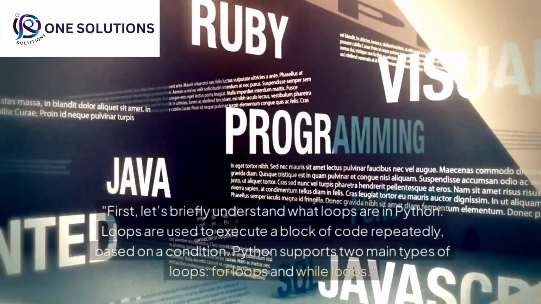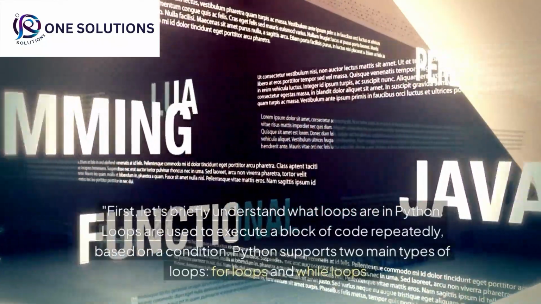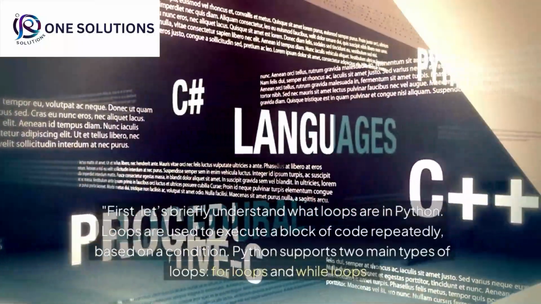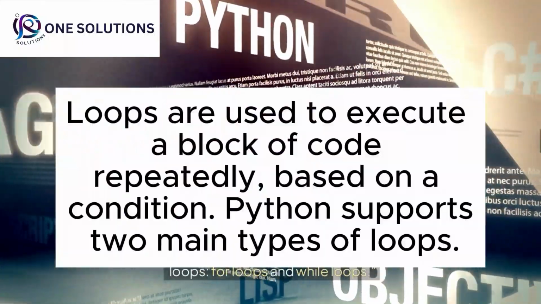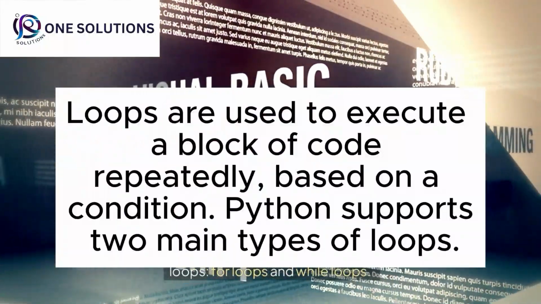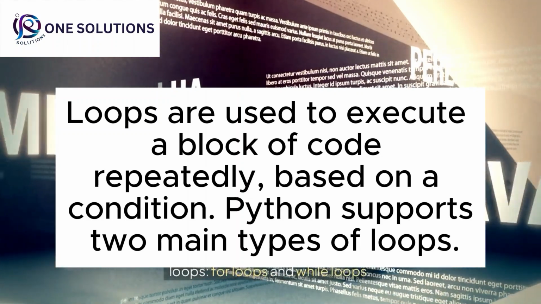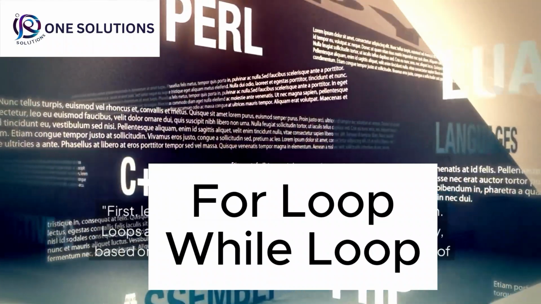Introduction to loops. First, let's briefly understand what loops are in Python. Loops are used to execute a block of code repeatedly, based on a condition. Python supports two main types of loops, for loops and while loops.